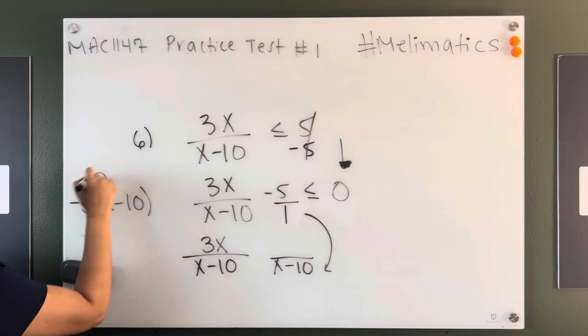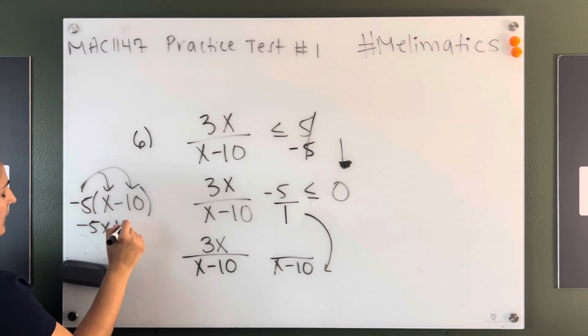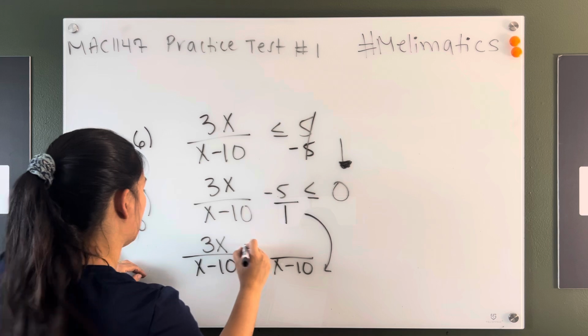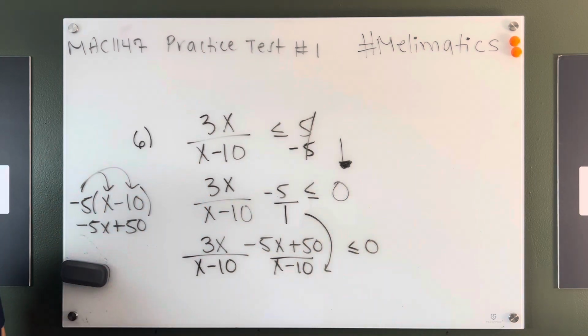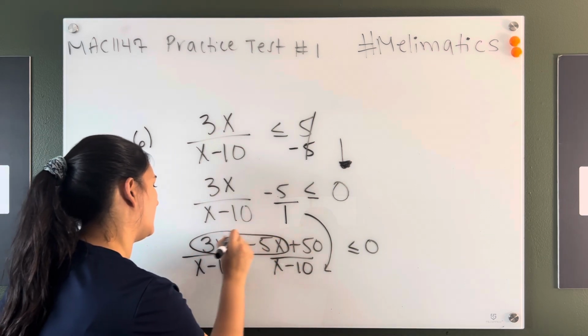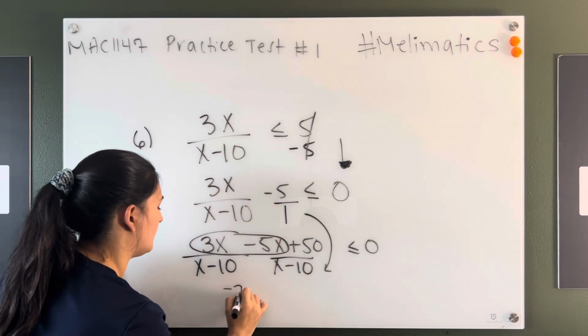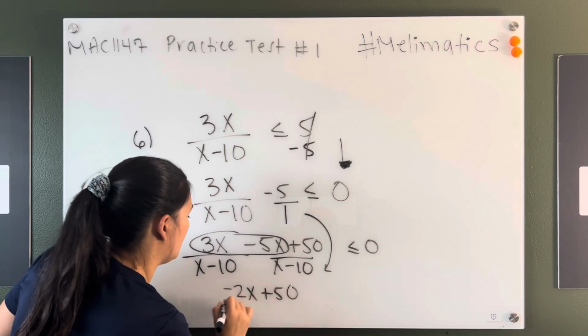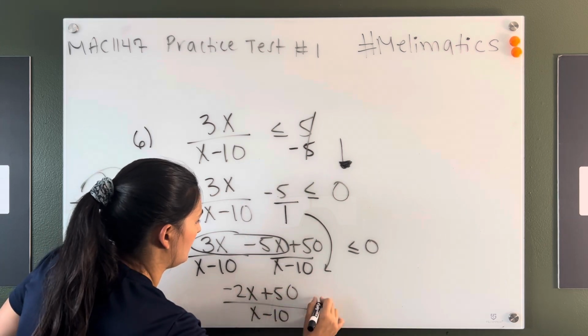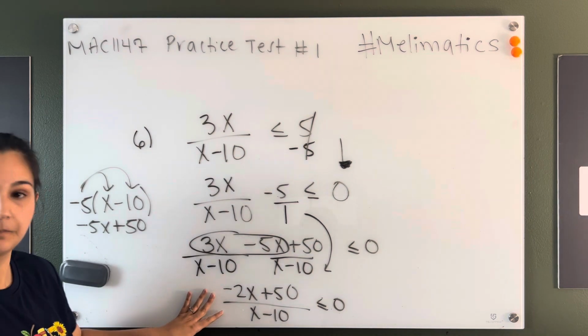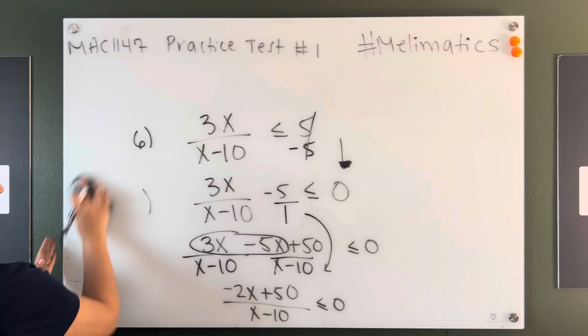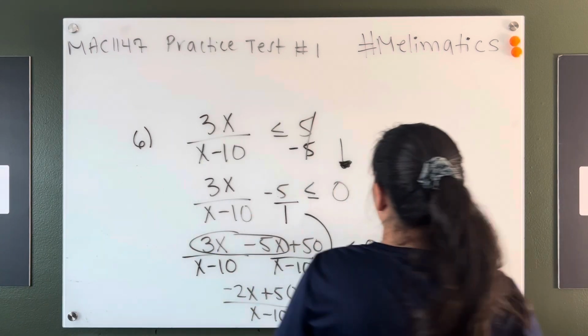Multiply it out, and that's going to be your numerator. I just distributed the -5, so it's -5x plus 50. Now I see that I can join these like terms: 3x minus 5x is -2x. Then I end up getting this rational function. Almost there.